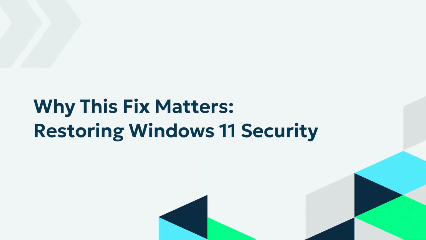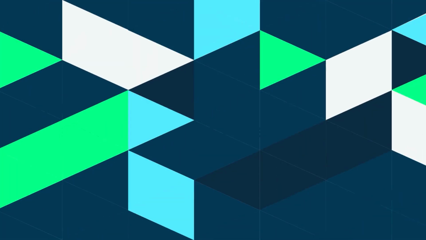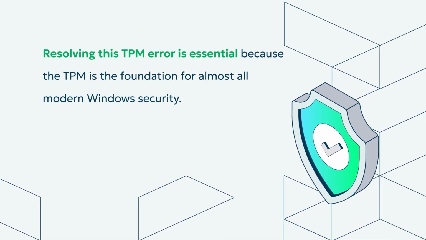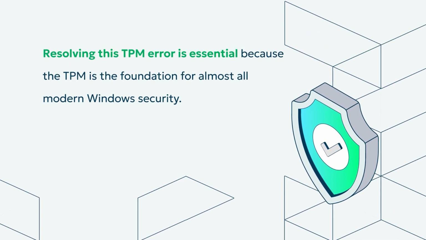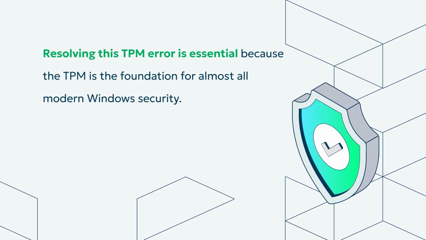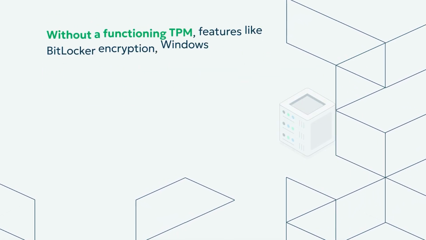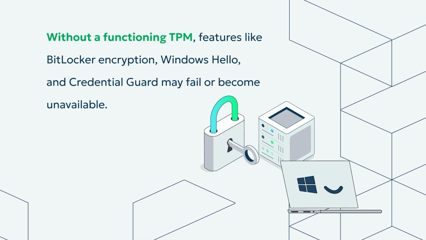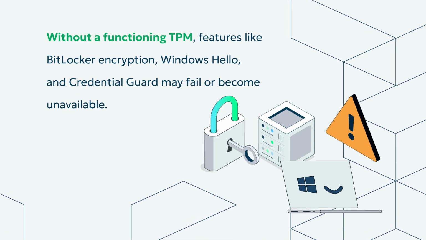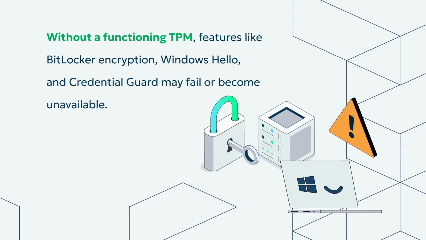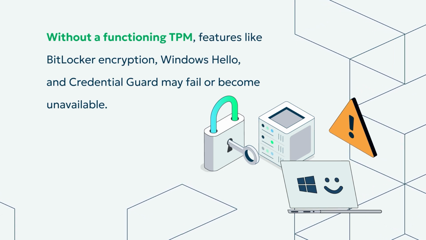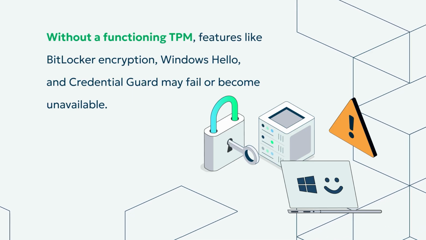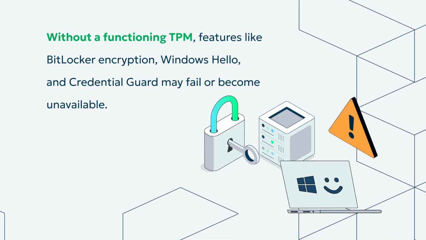Why this fix matters. Restoring Windows 11 security. Resolving this TPM error is essential because the TPM is the foundation for almost all modern Windows security. Without a functioning TPM, features like BitLocker encryption, Windows Hello, and Credential Guard may fail or become unavailable, exposing you to compliance risks and service disruptions, such as unexpected BitLocker recovery prompts.